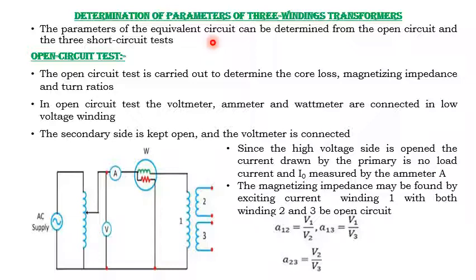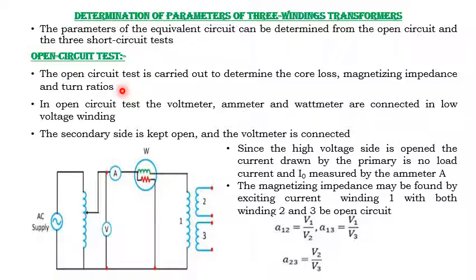In this video let us study determination of parameters of three winding transformers. This is similar to what we do for two winding transformers. There also we determined the equivalent circuit parameters. So how can we determine the equivalent circuit parameters? Here we carry out the open circuit and short circuit tests. By carrying out the open circuit and short circuit test, the equivalent circuit parameters can be determined.